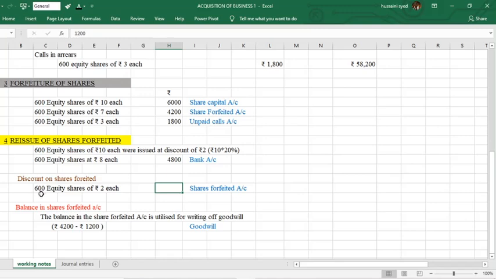And how much is the discount that the company has given? They have given a discount of 2 rupees each. 600 equity shares of rupees 2 each. 1,200 is the discount which the company is going to utilize from this shares forfeited account. Whatever balance is left in the shares forfeited account is utilized for writing off the goodwill. So how much was the balance you had? 4,200. From that, how much have you utilized? 1,200. Which means how much is remaining? 3,000. This amount has to be utilized for writing off the goodwill.